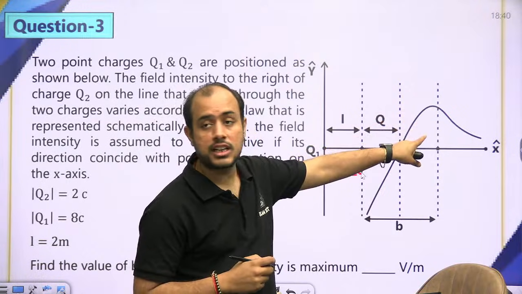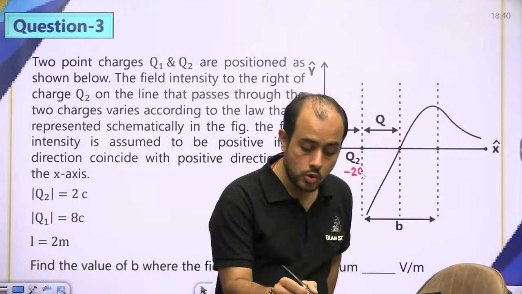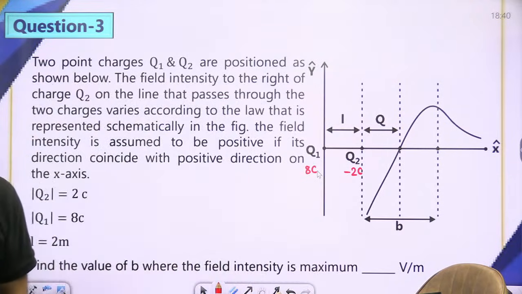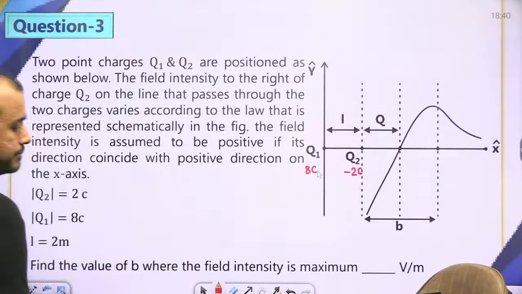But afterwards, the electric field becomes positive, which means Q1 should be positive. Because if both charges were negative, beta, then the electric field would always be negative. If both charges were negative, it would always be negative.